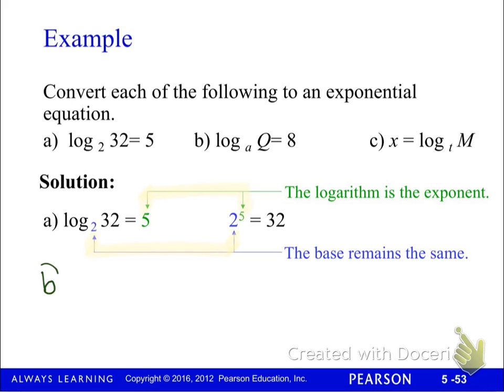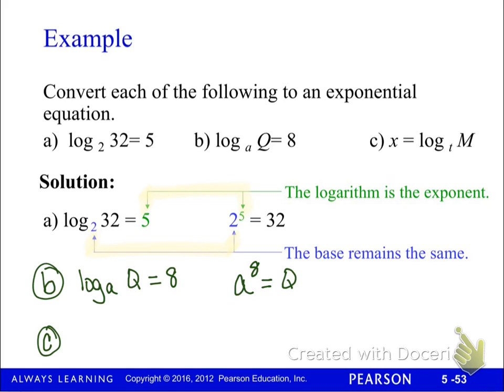So our next one is log base A. Now, we don't know what base A is, and that's okay. We don't have to. Log base A of Q equals 8. We're just rewriting it. A is our base, so we're going to have A raised to the 8th power equals Q. Log base A of Q equals 8 is the same thing as A to the 8th power equals Q.